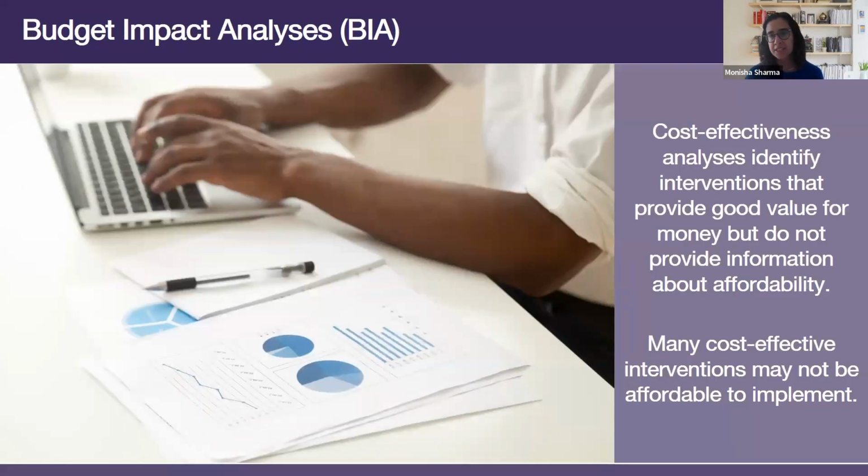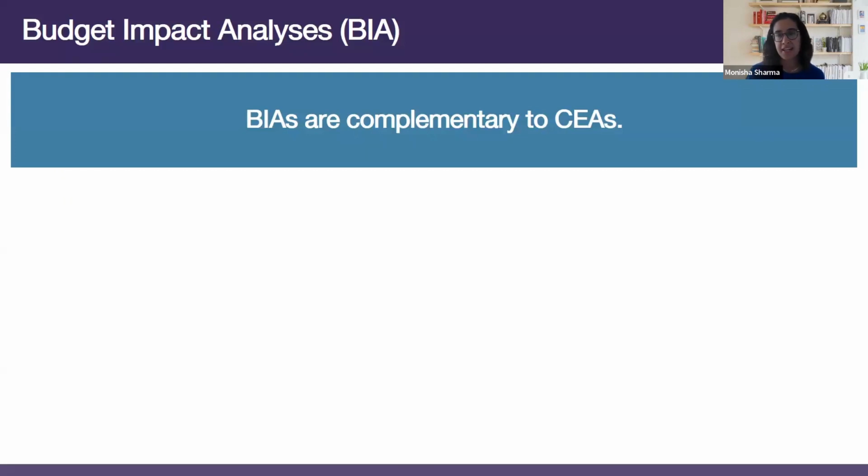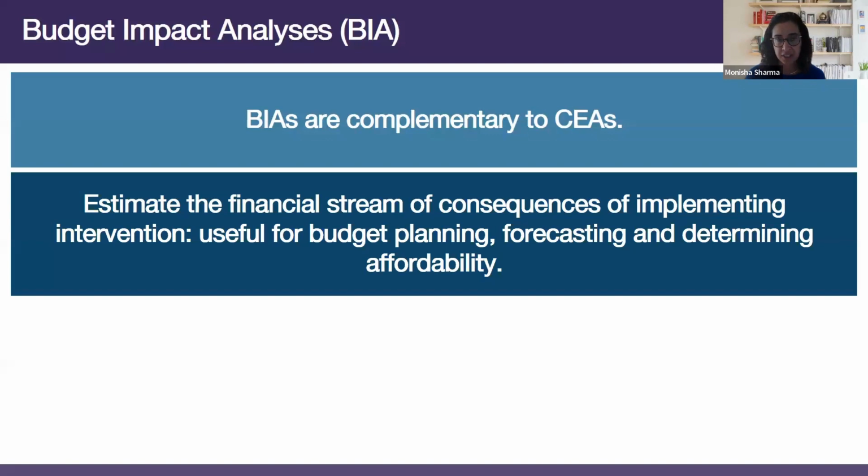Most of the health economics literature focuses on cost effectiveness analysis, and they're useful for identifying interventions that provide good value for money, but they don't provide much information on affordability. An intervention might be cost effective, but if it's not affordable within the healthcare budget, then you're not able to implement it. So budget impact analyses are another type of economic evaluation that's a complement to CEAs, and they provide different information. They estimate the financial stream of consequences of implementing a new intervention. This is useful for budget planning, forecasting, and determining affordability of an intervention.